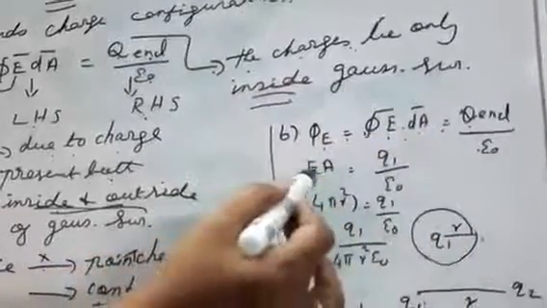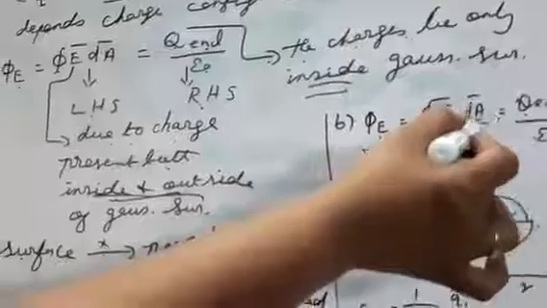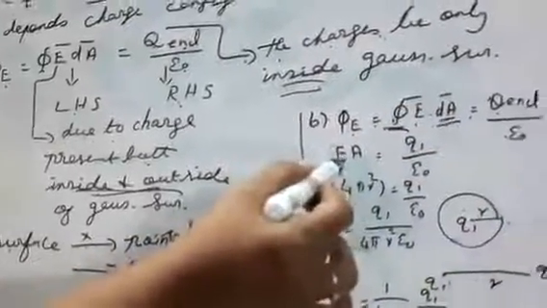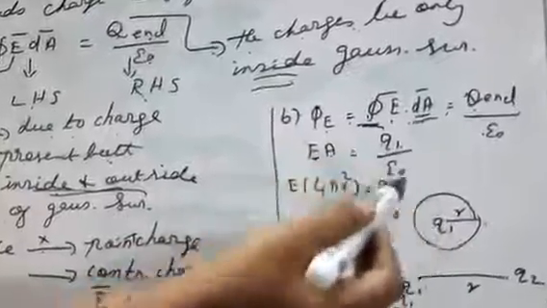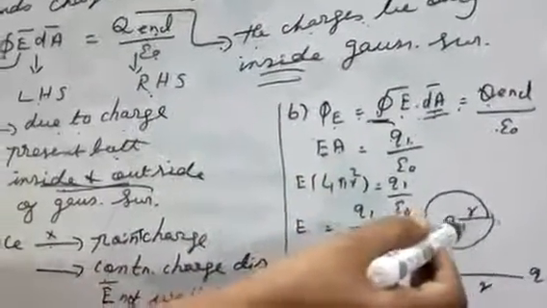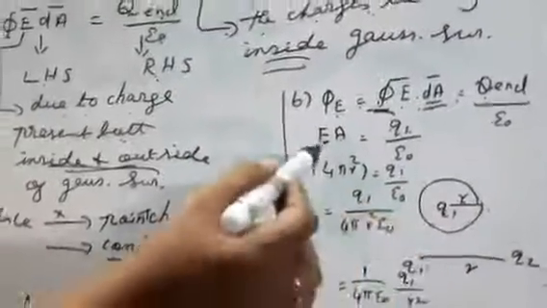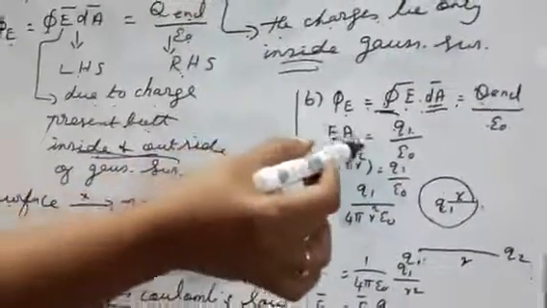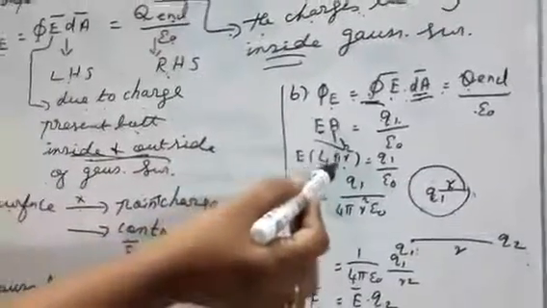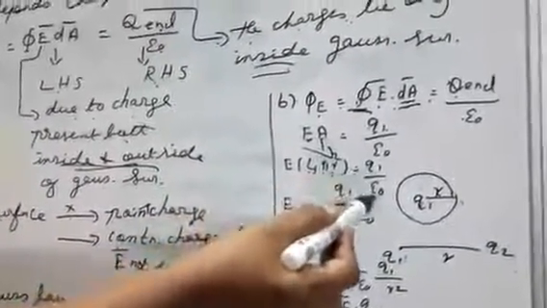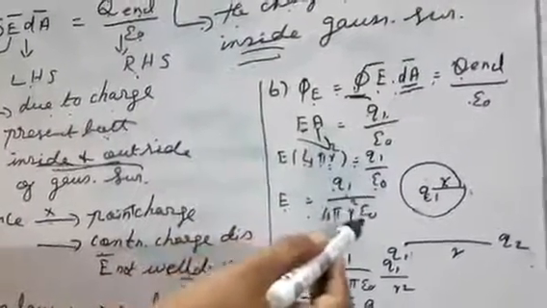Here the closed integral means summation, and dA means a small area dA. Therefore, EA is equal to Q1 by epsilon naught. This is Q1, this is the R value, and this is the Gaussian surface. E into 4 pi r square, the area of the spherical surface, is equal to Q1 by epsilon naught. Therefore, E is equal to Q1 by 4 pi r square epsilon naught.